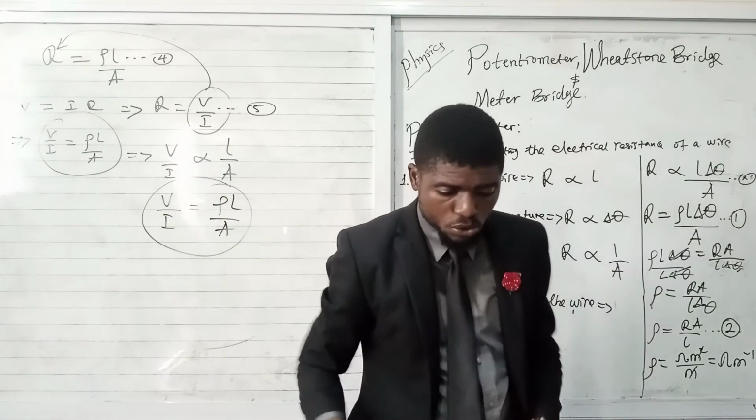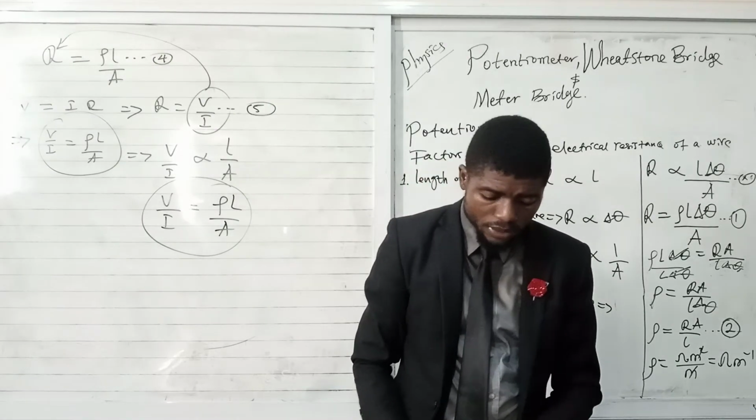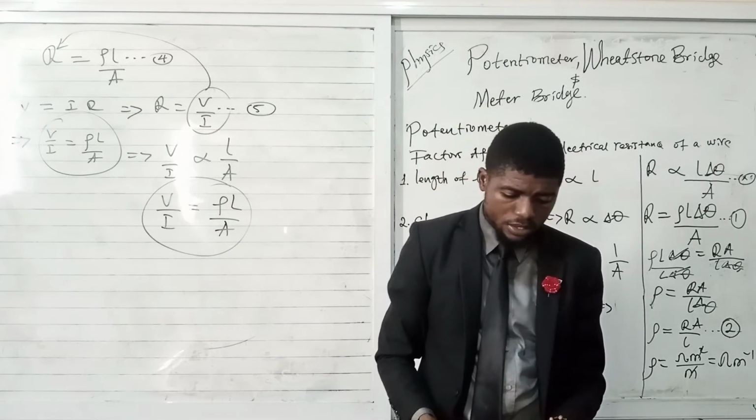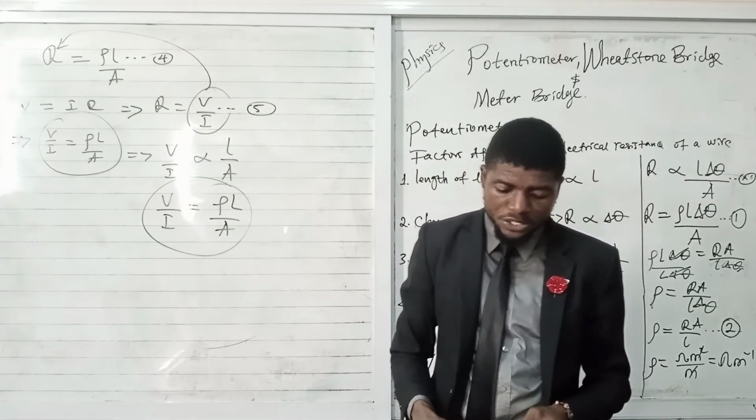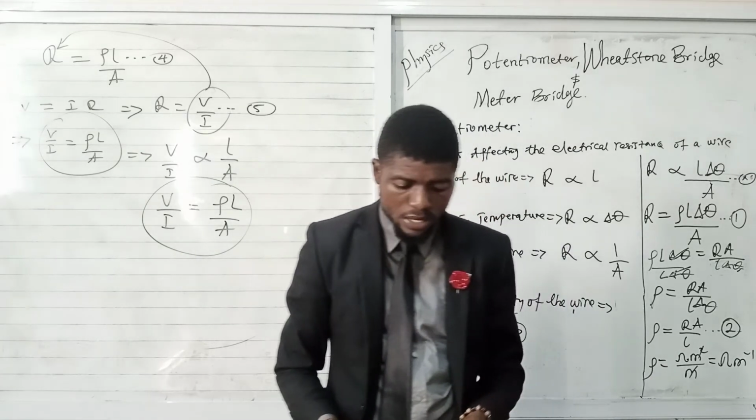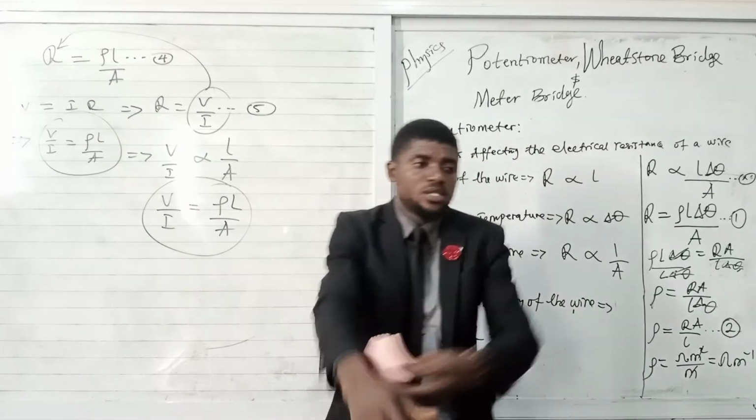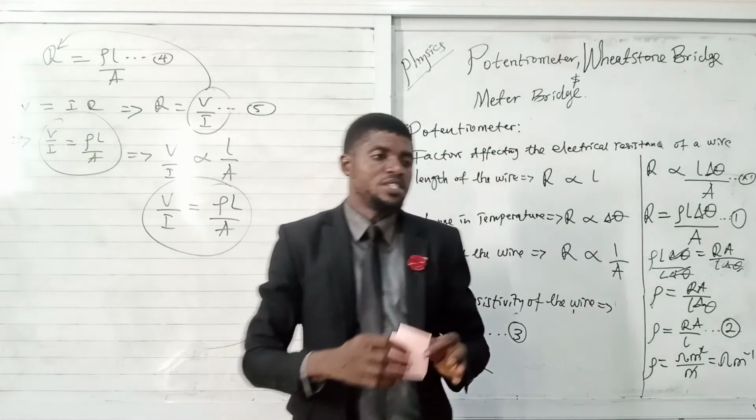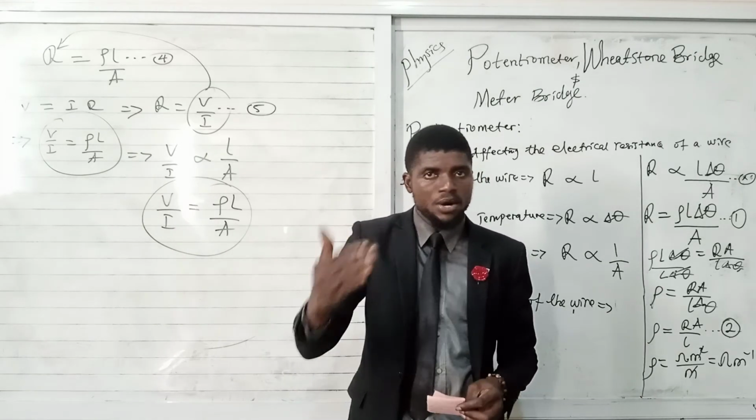The examiners may ask you to list the advantages of a potentiometer over a voltmeter in measuring e.m.f. Number 1, the potentiometer measures e.m.f. precisely with no error, accurately, while the voltmeter cannot do that. The reason is that the voltmeter has a pointer, and you may have what is called zero error in the pointer.